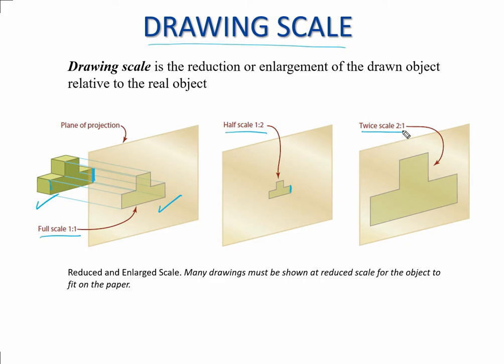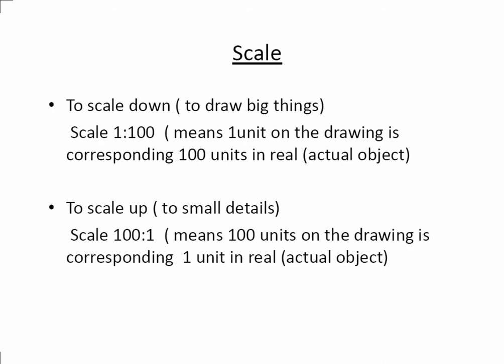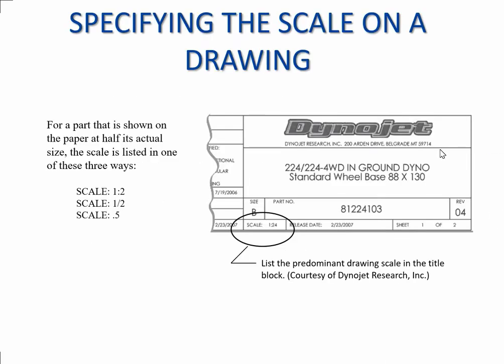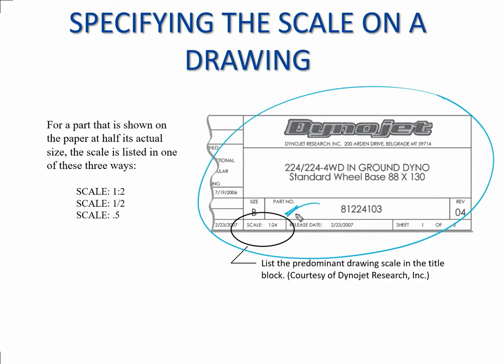You can use twice scale, 2:1. This is called scale up. That means two units in your drawing represent one unit in reality. The scale should be indicated in your drawing. As you see here, we are using the title block, and here is the scale and different information provided in the drawing.